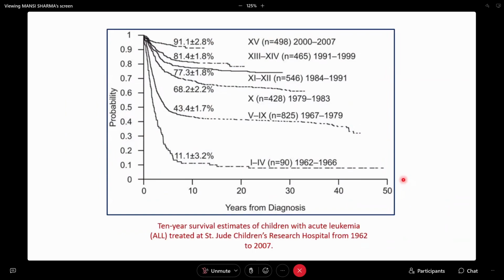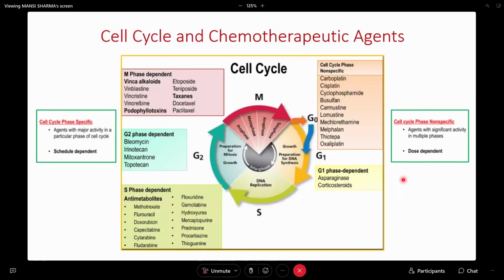So this is just a short overview of the 10-year survival estimates of children with acute leukemia, ALL, treated at St. Jude Children's Hospital from 1962 to 2007. If you look at this, in 1962, hardly 10% of patients used to have long-term survival, and this became more than 90% in 2000 to 2007. And all this has been due to the development of chemotherapy. And as I mentioned before, it's not just the drugs, it's also about how you give these drugs.